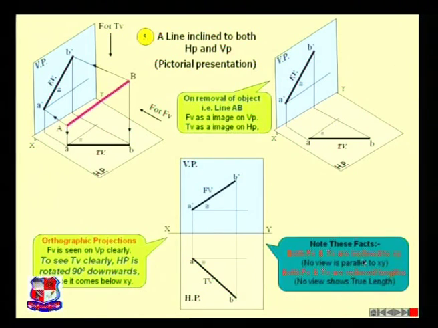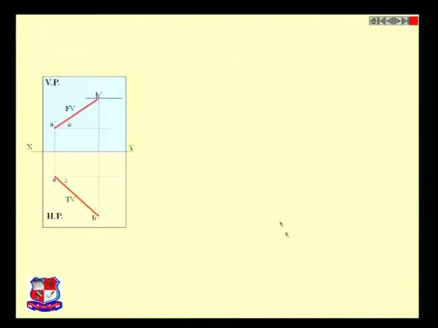Both front view and top view are inclined to XY. Not any single view is parallel to XY. Both front view and top view are reduced lengths. They do not show any true length, as I have already told you. Now, if you see this HP and VP component, both of these lines do not have any true length. Orthographic projection means that the front view and top view of the line are indicated with parallelism.